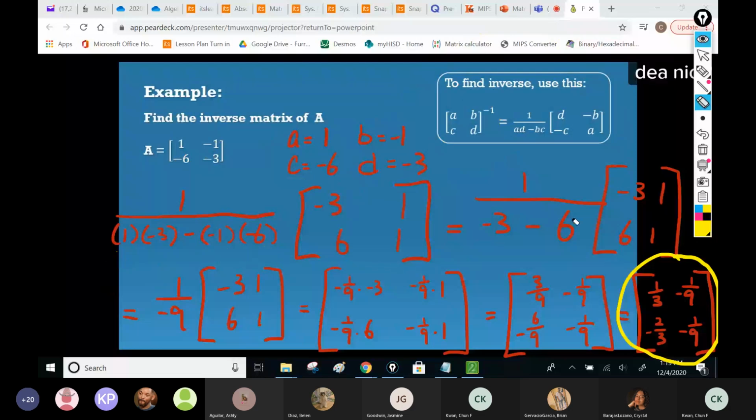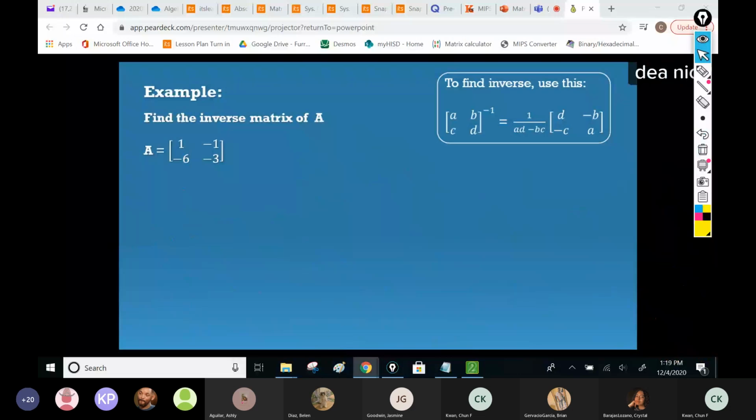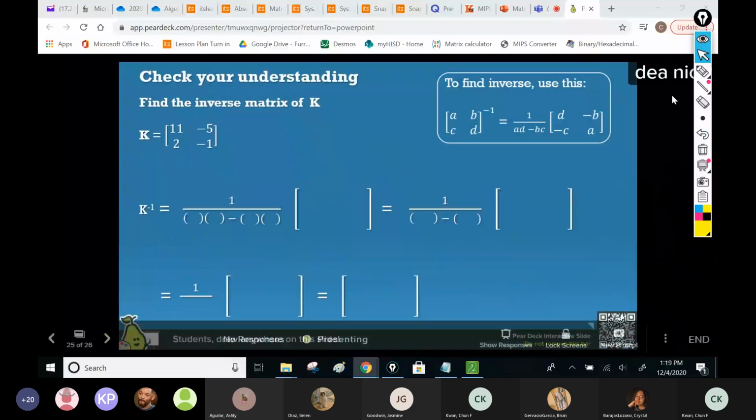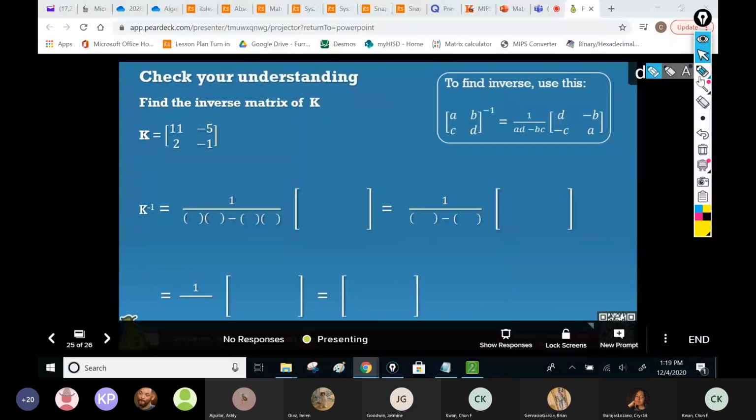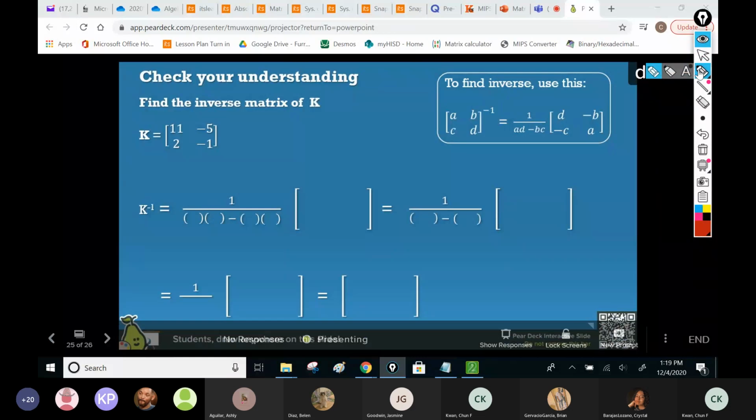All right. So now I want you guys to try one of the problems. We're almost done. I want you to try this one right here in Peer Deck. Go to Peer Deck and see if you can figure out the answer.